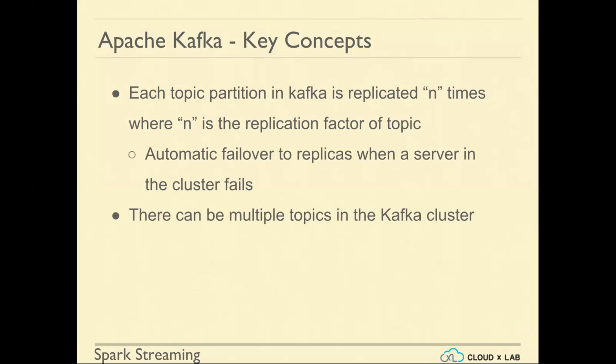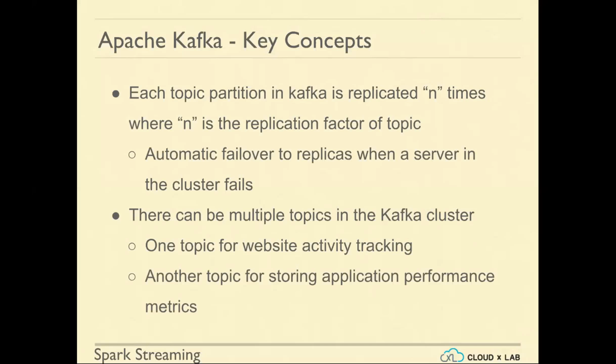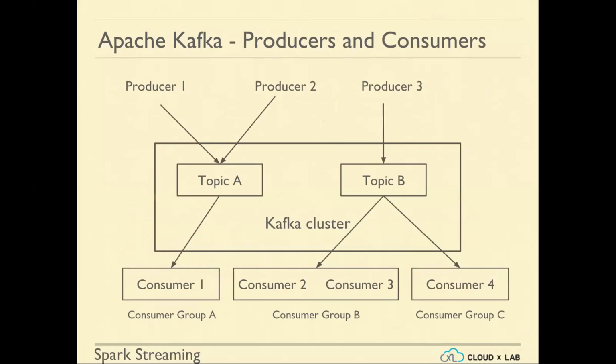There can be multiple topics in the Kafka cluster. For example, one topic for website activity tracking, another topic for storing application performance metrics, and so on. So this is how you can think of a Kafka cluster. A Kafka cluster could have many topics, topic A, topic B. Producer 1 and producer 2 are producing on topic A. Then consumer 1 is listening to topic A.